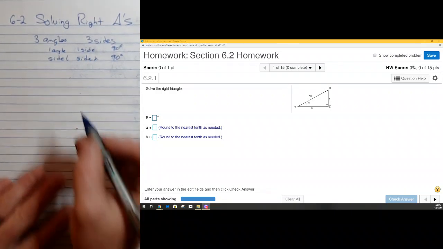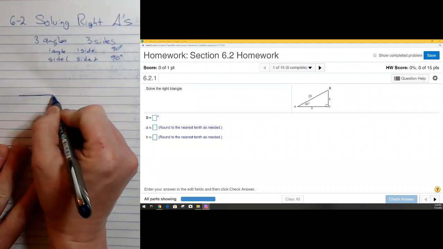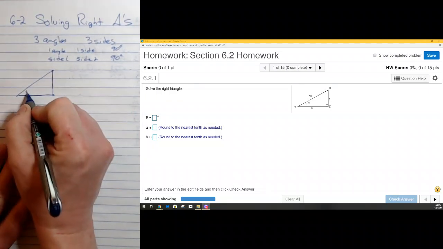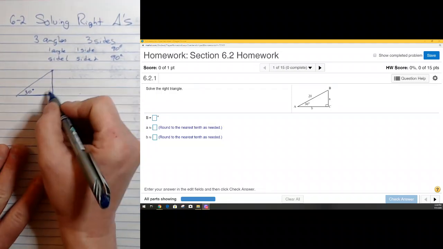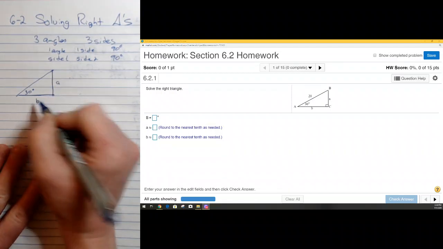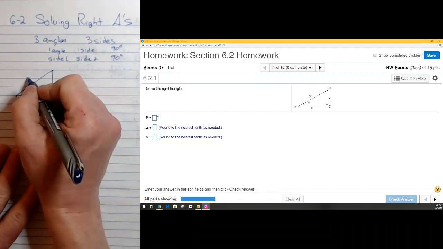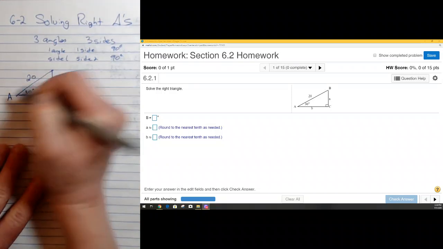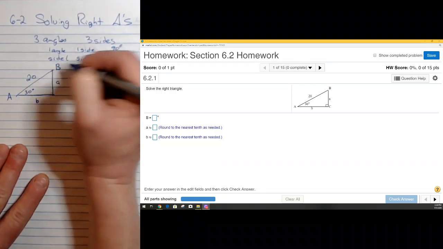Here we have a triangle. We've got a 30-degree angle that's given to us here. We've got A, and then we've got B, and then we've got this length of 20 that's here. We've also got angle A that's given here and angle B.